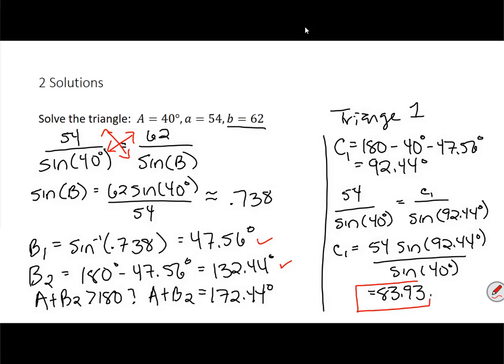That makes sense because that's the biggest side, which is also opposite the biggest angle, which is an obtuse angle, since it's greater than 90 degrees. So that is triangle 1. On the next slide, we're going to do the same thing, but replace anything that has B1 in it with B2, and we can do this process again to find our second triangle.